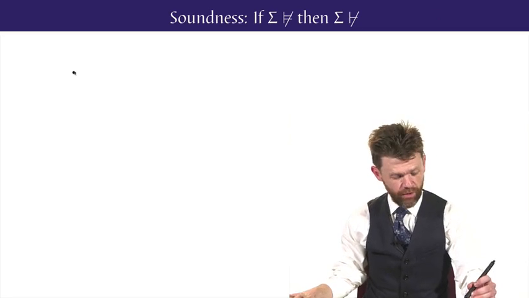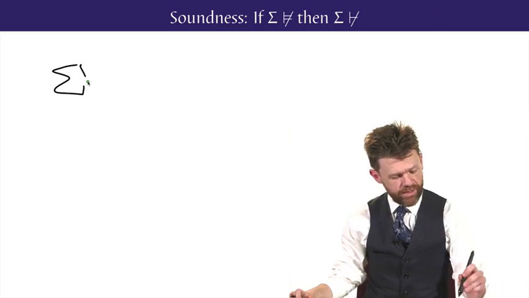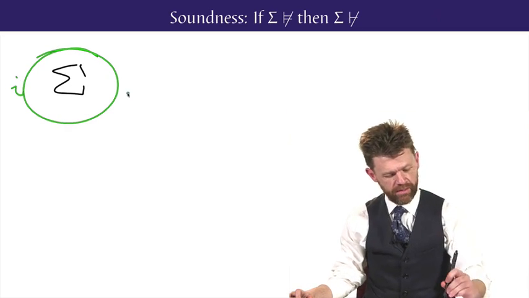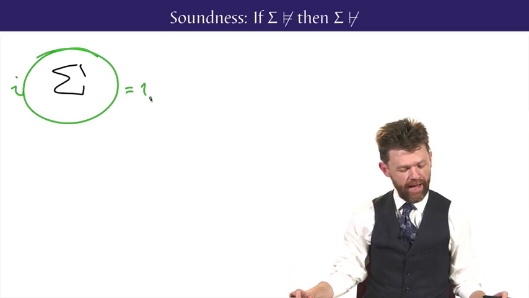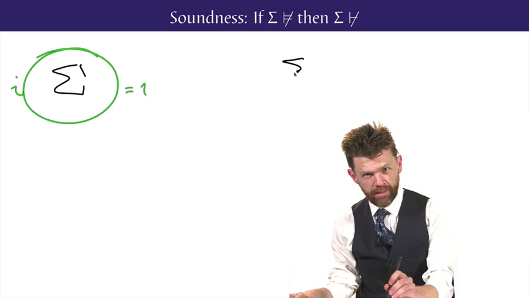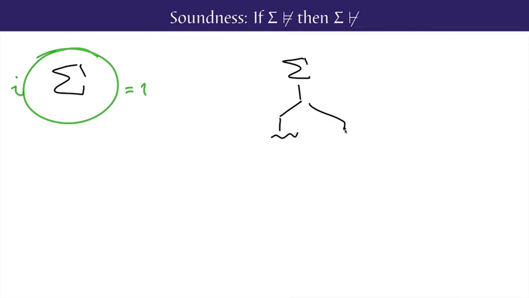So, suppose we have an interpretation which makes all of the formulas in sigma true. So I have an interpretation which makes all of these formulas have the truth value true. Then if I process sigma with the tree rules, I'm getting a tree which has got branches with formulas in it, like this. Then at least one branch of this tree stays open.